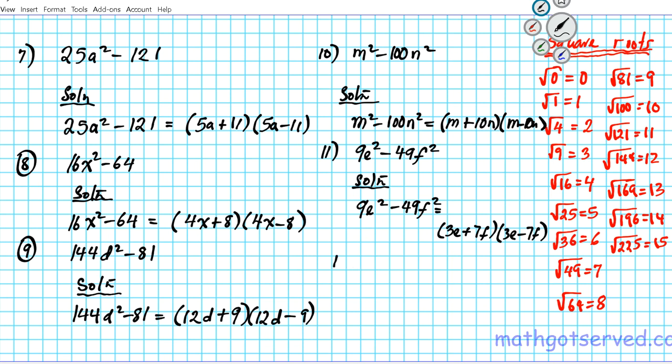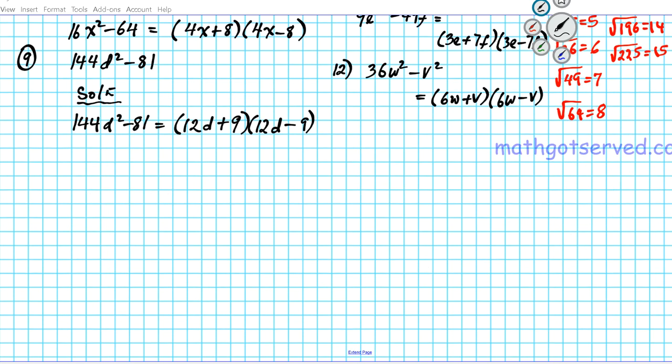Moving along, number 12. What if you were to factor 36w squared minus v squared? All right, so sum and difference of the square roots of the square, so it's going to be 6w for the square root of 36w squared plus the square root of v squared is just v times 6w minus v, like that. All right, so we're going to show you two more examples, and then give you an opportunity to do some practice problems.